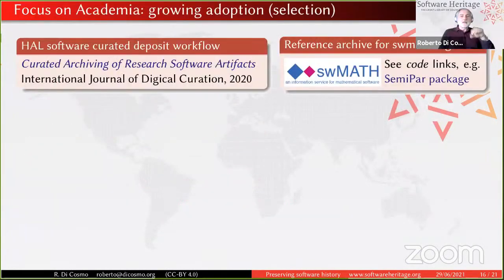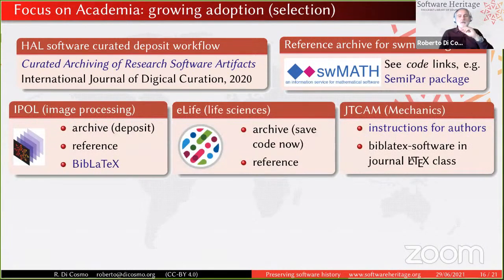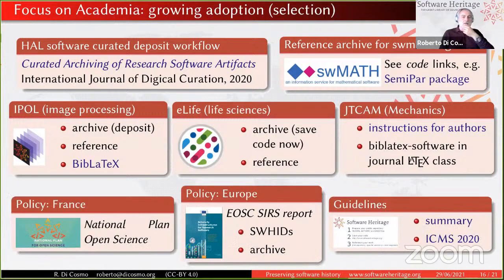Now, if you look at the present and the future, in academia there is a growing adoption of this kind of technology, either through HAL or on different reference archives for mathematical software. Many journals are adopting this kind of long-term technology with intrinsic identifiers. I do hope to see more of our societies, ACM, IEEE, join this movement. For now, these are different areas: image processing, life science, mechanics, and there are others coming in.